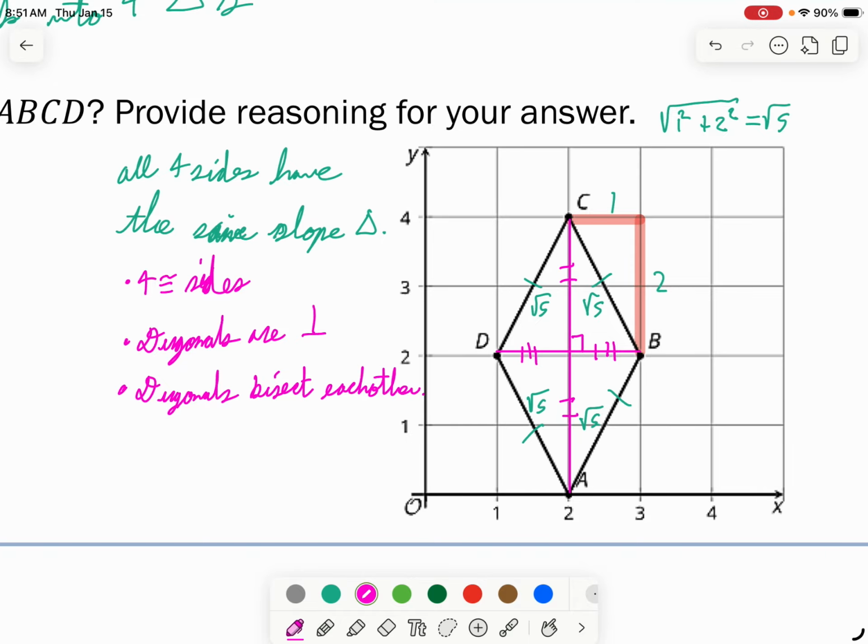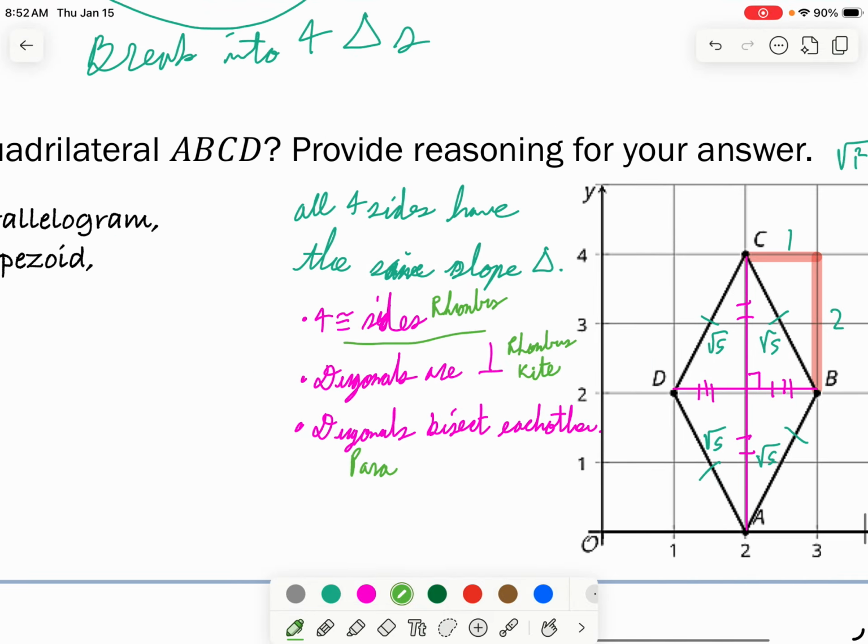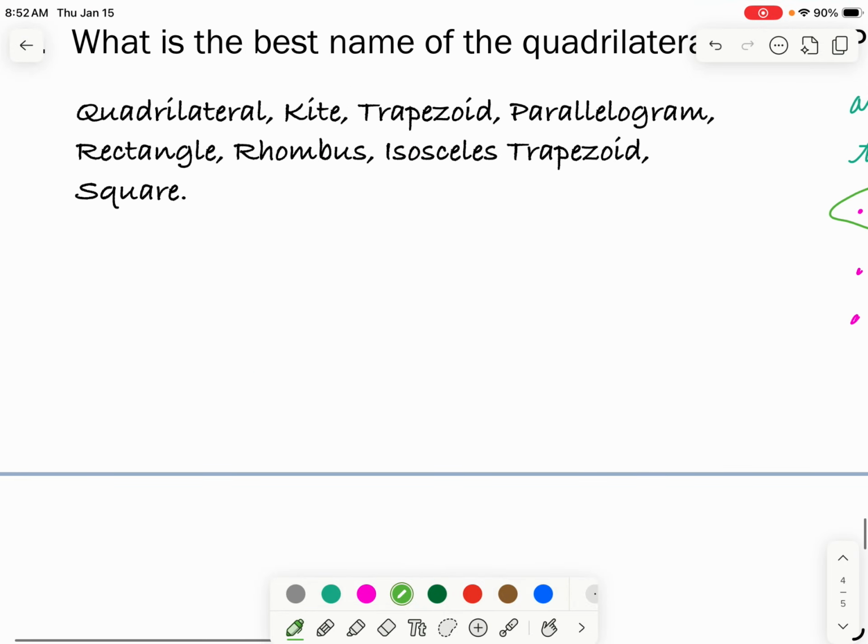That's pretty good. I know a lot of stuff. So knowing that the diagonals bisect each other, that makes it a parallelogram. Knowing that the diagonals are perpendicular, it could be a rhombus or a kite. Knowing that it's got 4 congruent sides, that makes it not a kite. It's got to be a rhombus. So I'm using the properties to determine what shape it is. Altogether, I know that this is a rhombus.